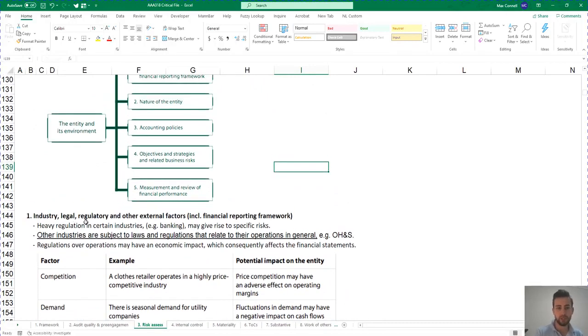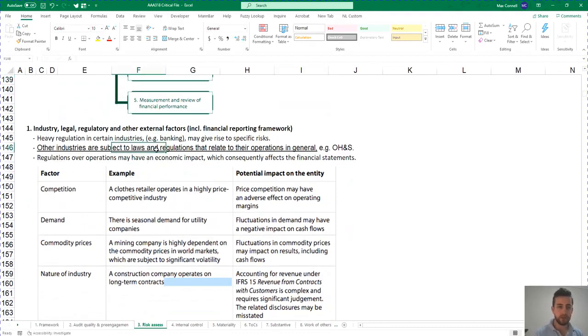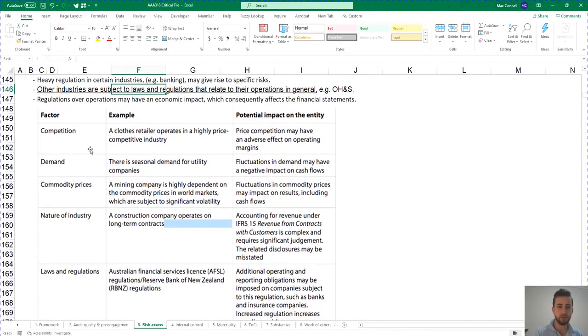So industry, legal, regulatory, and other external factors is the first one. For example, depending on the industry that you're in, it may give rise to specific risks. So the textbook gives us some examples over here. Competition, for example, a clothes retailer operating in a highly price competitive industry. The potential impact on the entity is that price competition may have an adverse effect on operating margins. Another example is demand. There could be a seasonal demand in a particular industry, for a utility company, for example, and those fluctuations in demand may have a negative impact on cash flows.